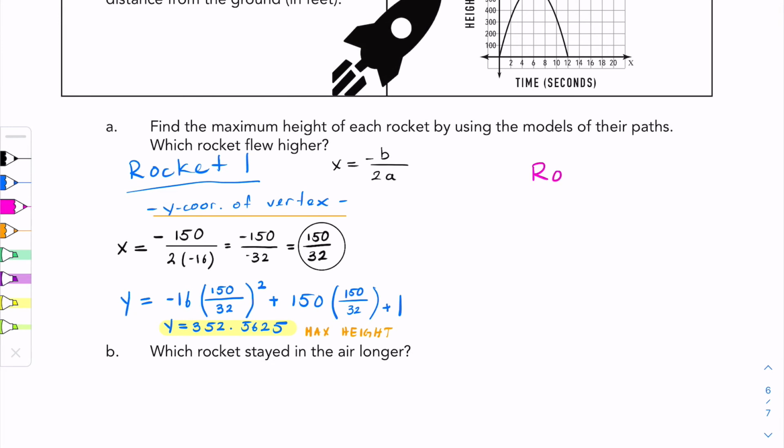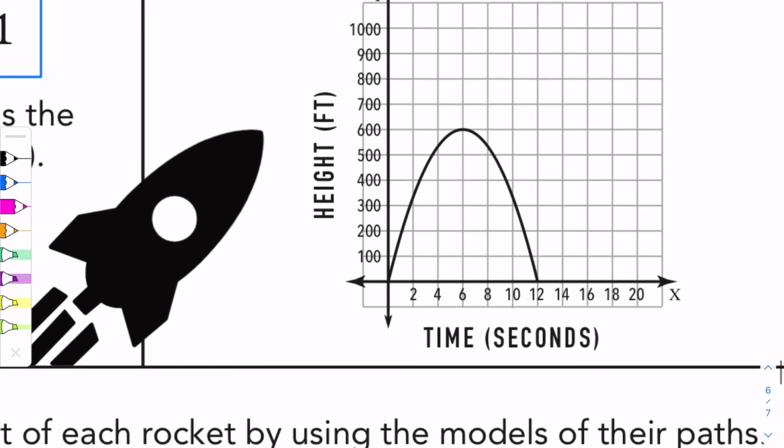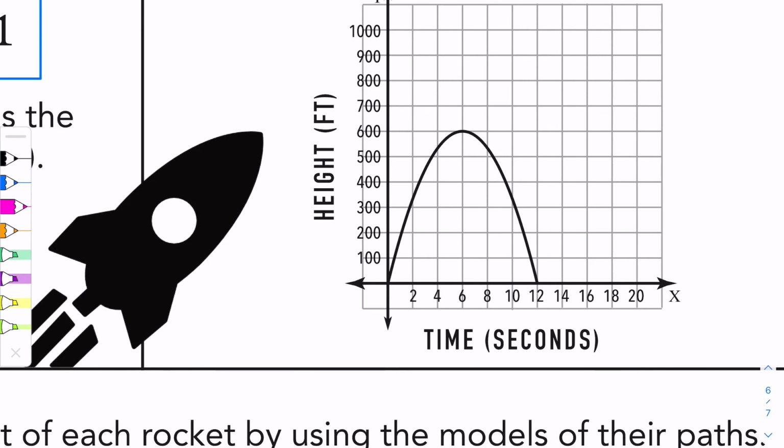Rocket 2, a little bit easier. All we have to do here is analyze the graph. So scroll up, look at this graph. We're looking for the maximum height. The vertex occurs right here. The maximum height is at 600 feet.